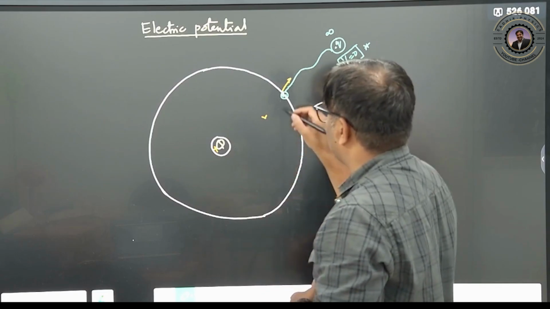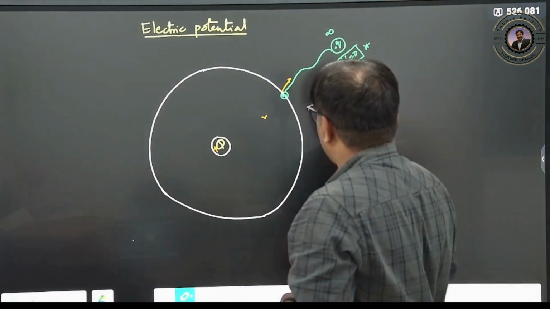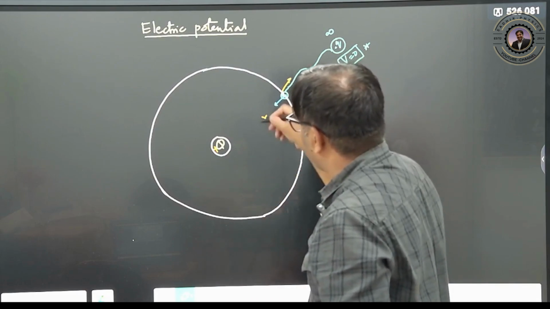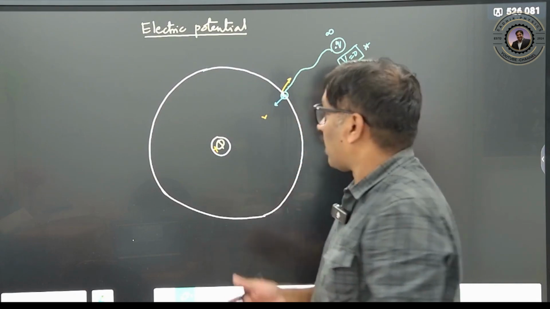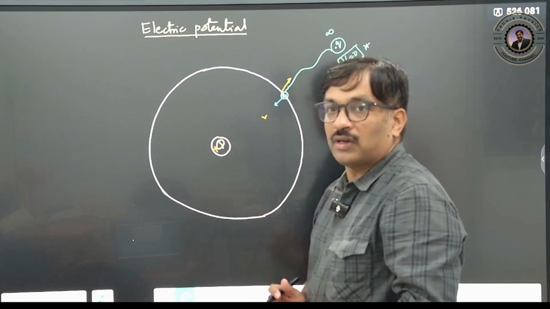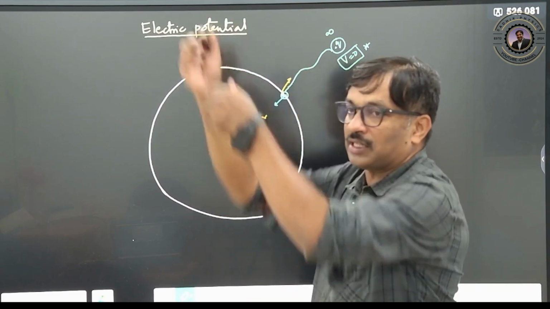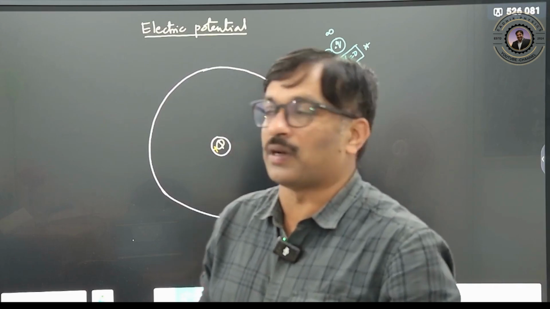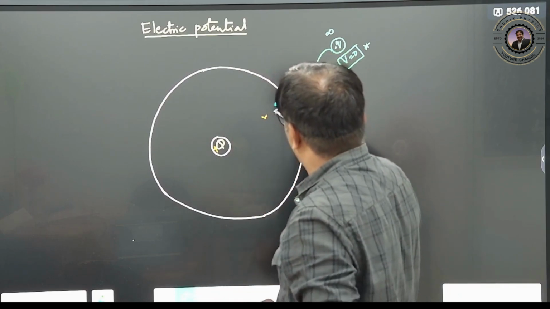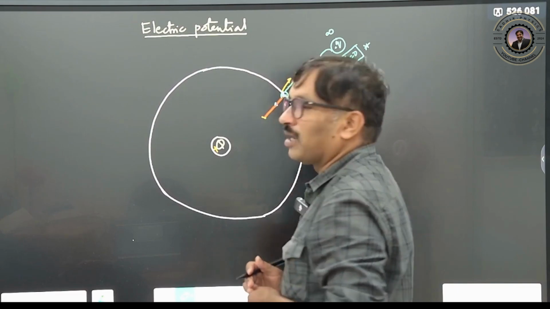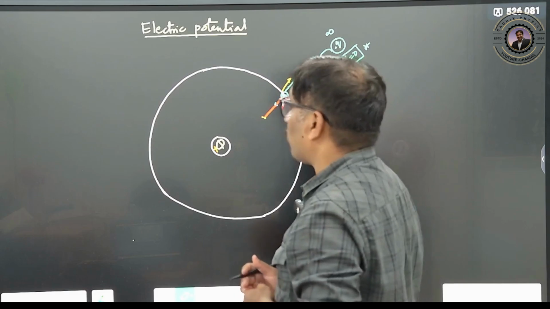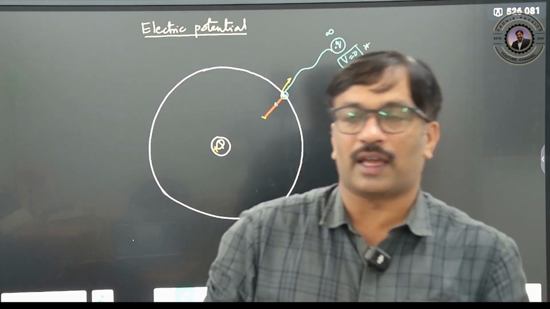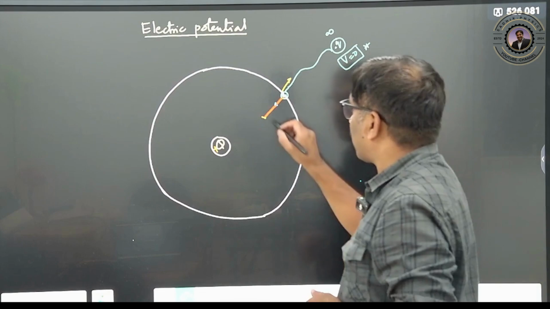In which direction should I exert the force? In this direction. The object is moving in this direction only, I am exerting the force in the same direction, so the work done by the external force is positive. Clear? So to bring this charge, I should do a certain amount of work. The amount of work done to bring a charge from infinity to a certain point is called electric potential. We can calculate the potential here.